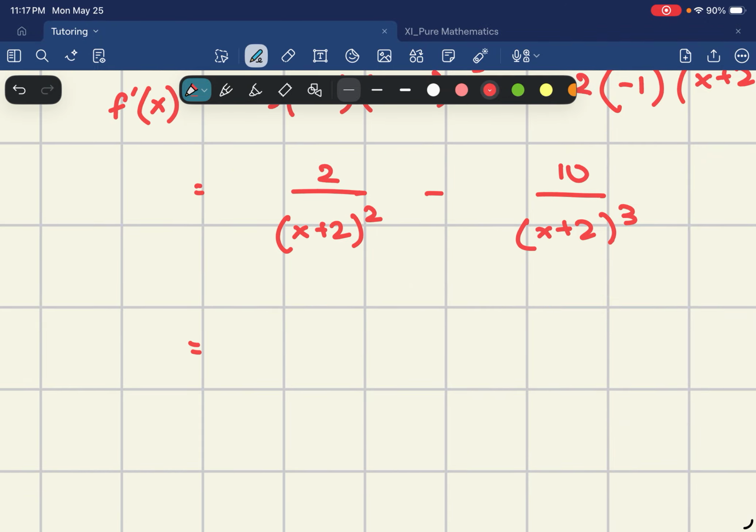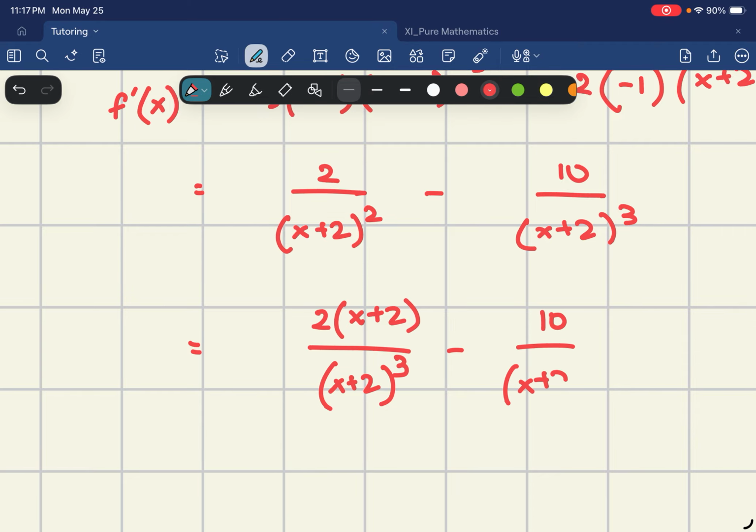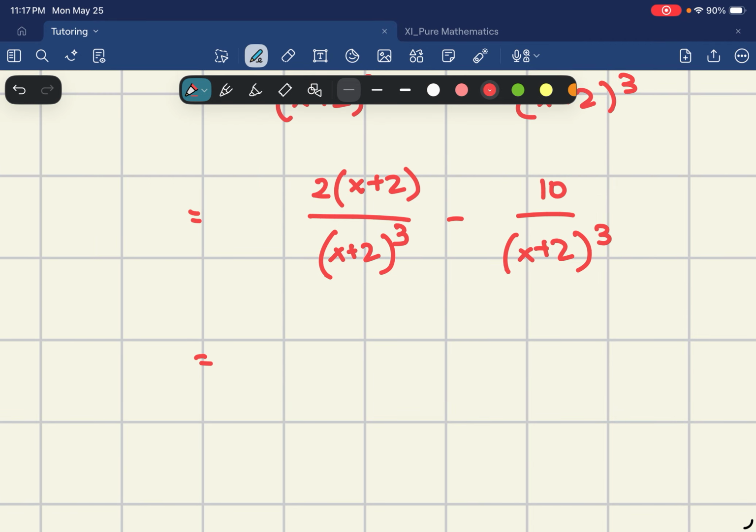And now we need to simplify this. If I multiply both my numerator and my denominator by x plus 2, I get this expression. And now I can combine my numerator together, and I will get this expression.